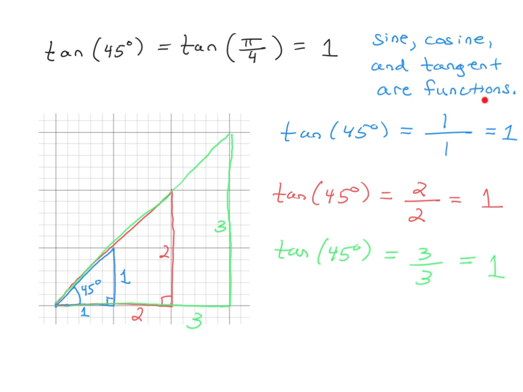The reason that these are functions, meaning you only get one output for every given input, and not different outputs, is because you're canceling the common factors when you divide one side by the other.